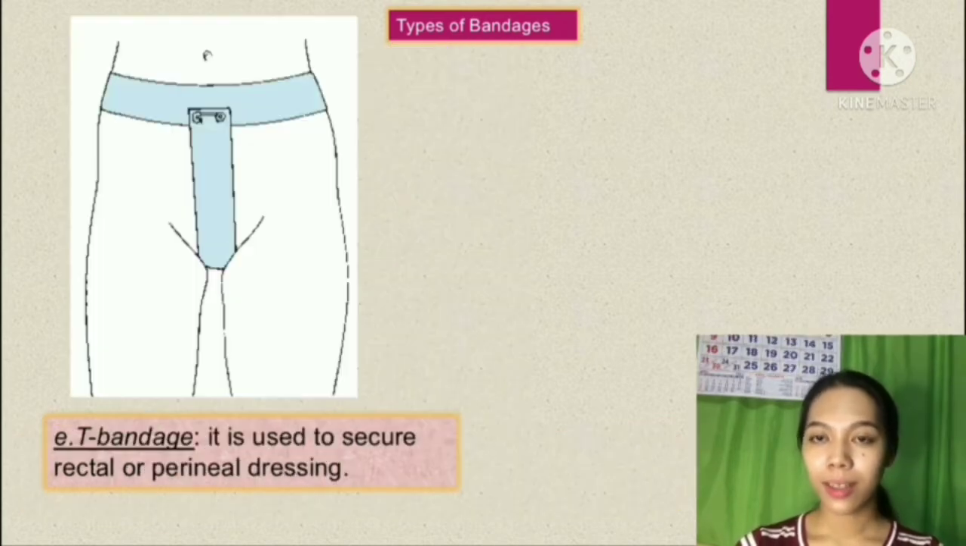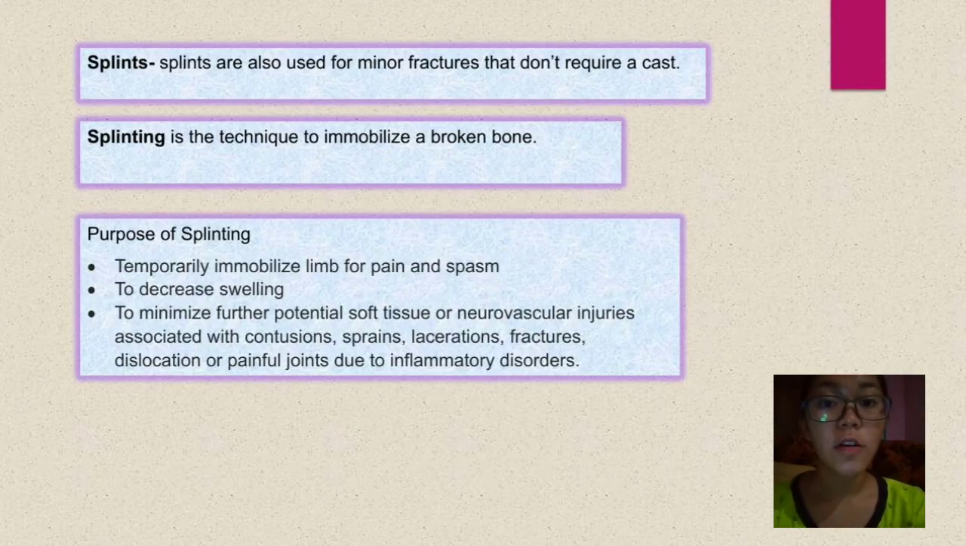T bandage. It is used to secure rectal or perineal dressing. So what are splints? Splints are also used for minor fractures that don't require a cast. Splinting is a technique to immobilize a broken bone. In further explanation, splints are made up of leather casts that were separated by slim wooden slats to repair the fracture and realign the bones.